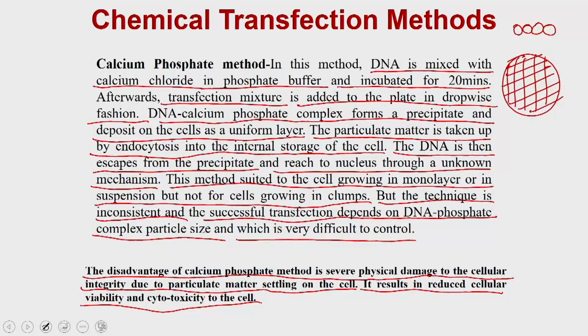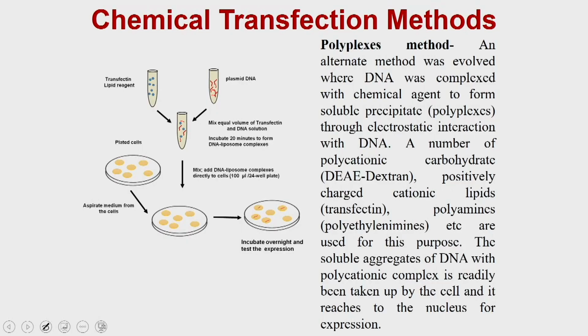The other method is called the polyplex method. In the polyplex method, you make the DNA complex with a chemical agent to form a soluble precipitate, or polyplexes. This method is different from the calcium phosphate method, because in the calcium phosphate method the aggregate you are forming with the aggregating agent, like calcium chloride and the phosphate buffer, is non-specific in nature. That is why you cannot control the size of those aggregates, and that is why you need optimization in the case of the calcium phosphate method.